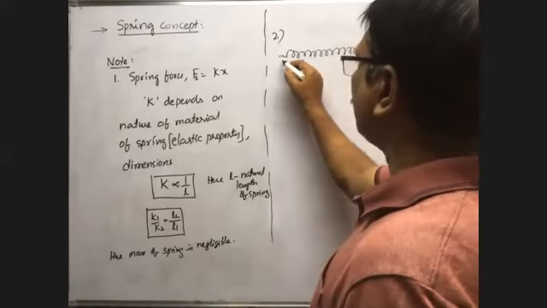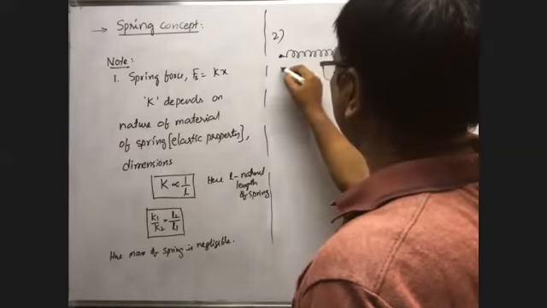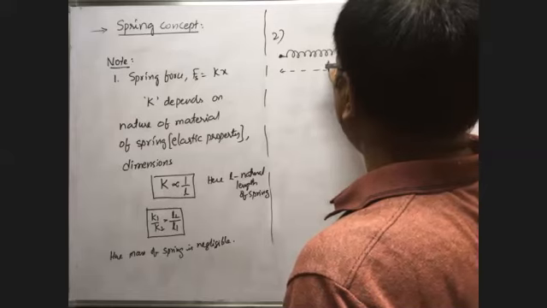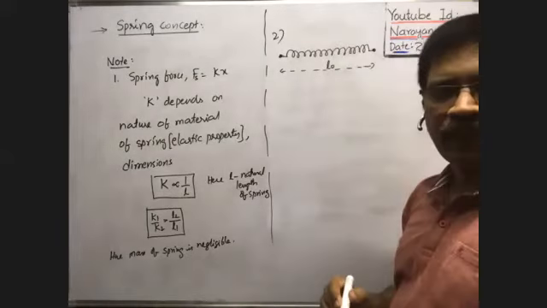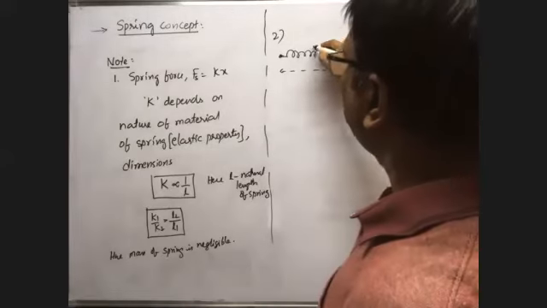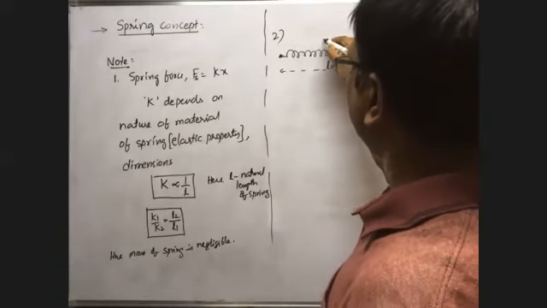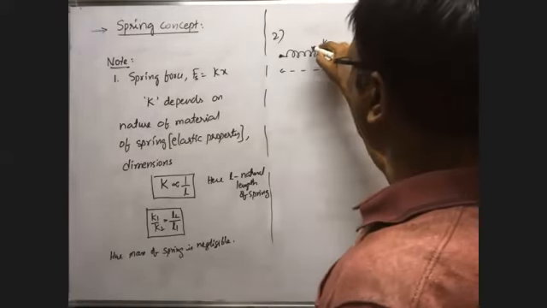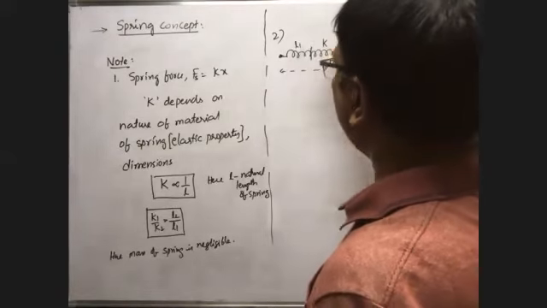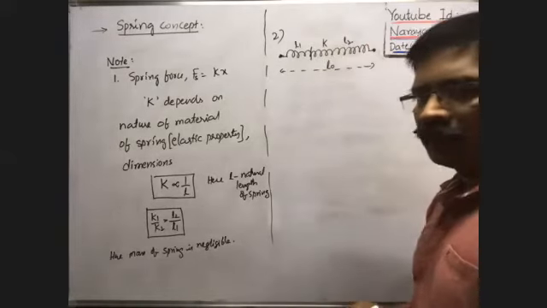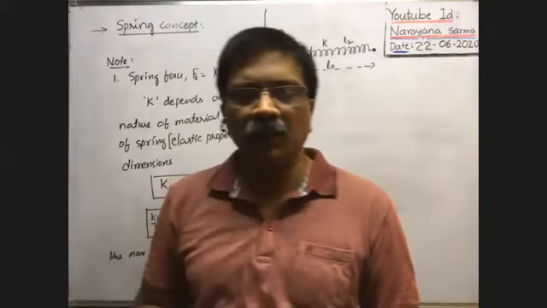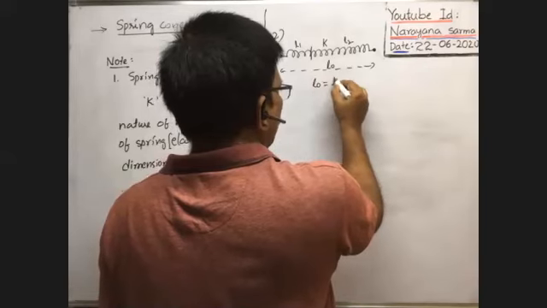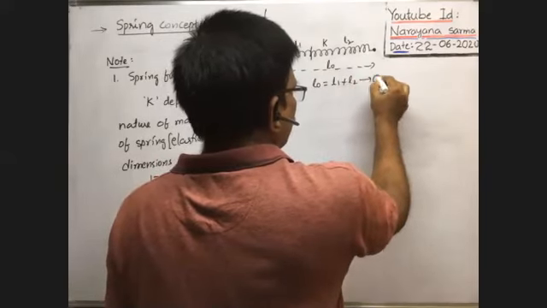In the unstructured condition, the length of the spring is, say, L0, and the spring constant of the spring is say K. Now the spring is divided into two parts having lengths L1 and L2. From the diagram, it is clear that L0 is equal to L1 plus L2. This is equation 1.